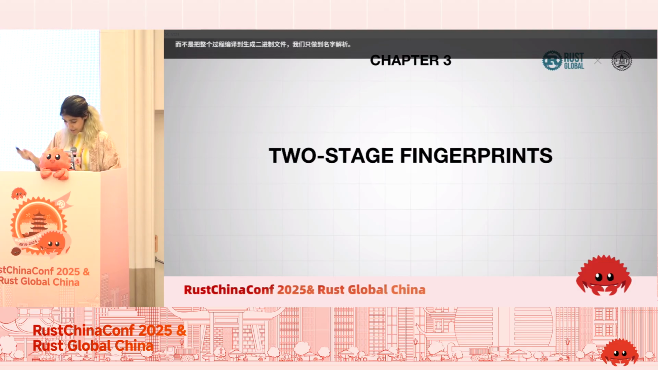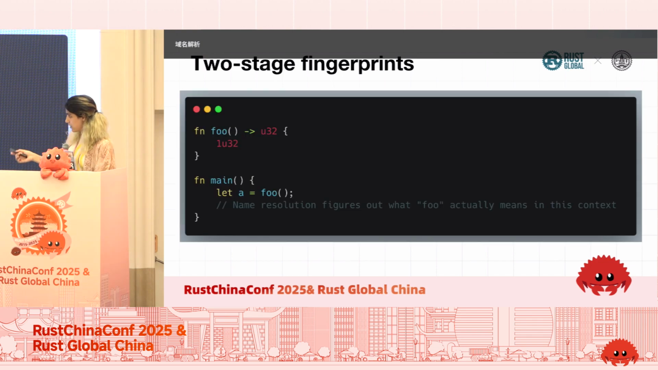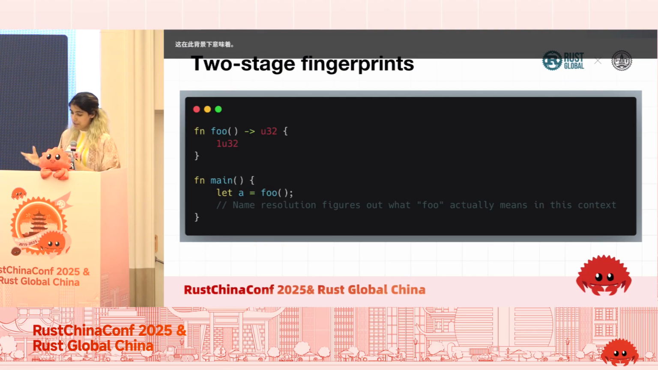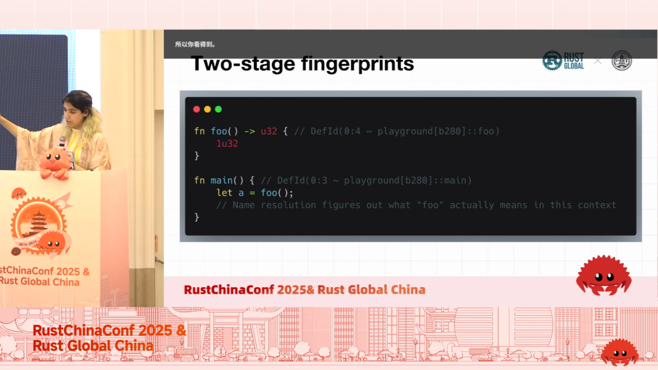I hear you ask. Name resolution is the stage in which the compiler actually finds what you're talking about when you mention items or variables in your source code. So in this case, we have a function foo and a function main. Name resolution is the stage of the compiler that actually, when you call the function foo, figures out what foo in that context means. It takes into account variable shadowing, modules that haven't been imported yet, and obviously every single item in the given module. So as you can see, it generates definition IDs, or def IDs.